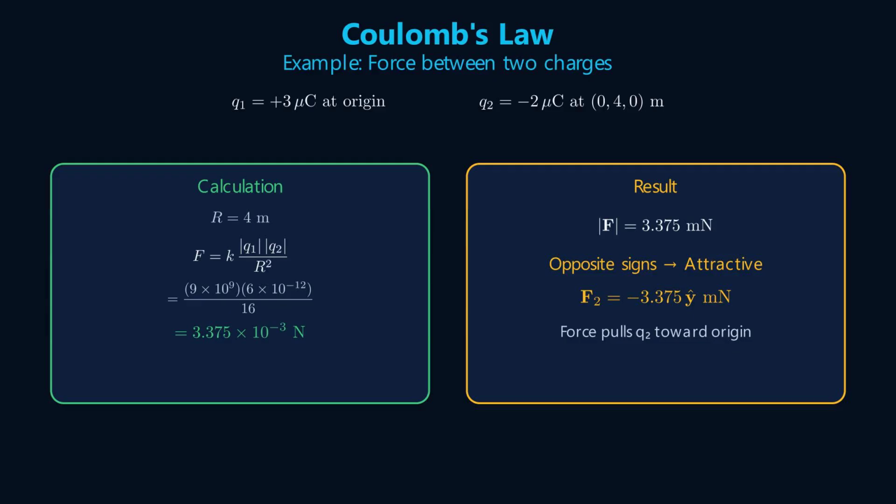The force magnitude, F equals k times the product of the charge magnitudes divided by r squared. That gives 9 times 10 to the 9 times 6 times 10 to the minus 12, all divided by 16. The result is 3.375 millinewtons. Since the charges have opposite signs, the force on q₂ is attractive. It points toward q₁ in the minus y hat direction.